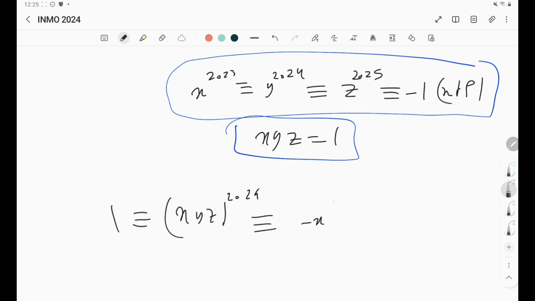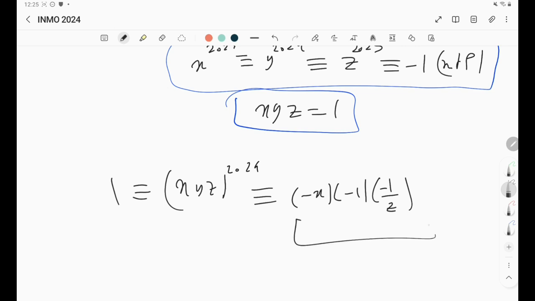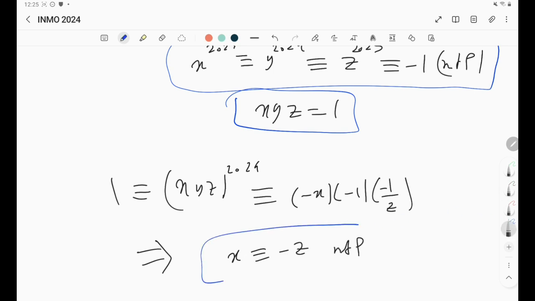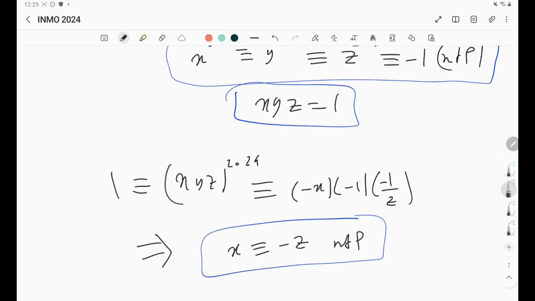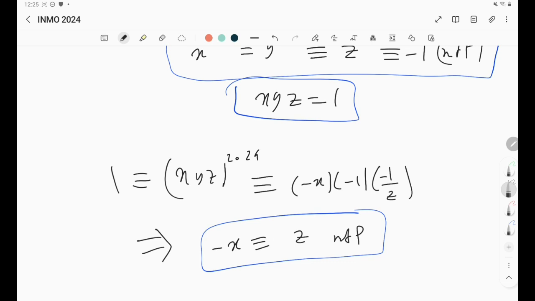X to the 2024, it's actually, from here you can easily see that it's just negative x, right? So now x became negative x. Y became -1. What about z? Z actually here, it's -1 over z, because it needs another z to become 2025. So yeah, 1 is congruent to this thing. And of course, immediately you can see that that implies that x is congruent to negative z, mod p. Very nice. Now this is a very nice relation. We got a relation between x and z. In fact, we found z using x.